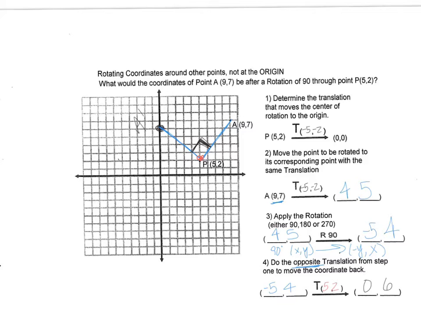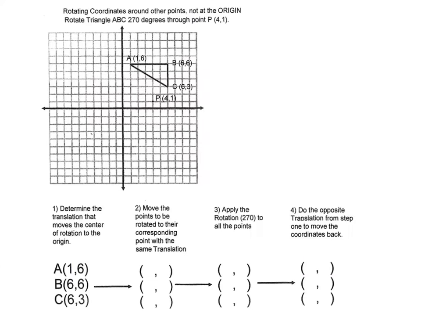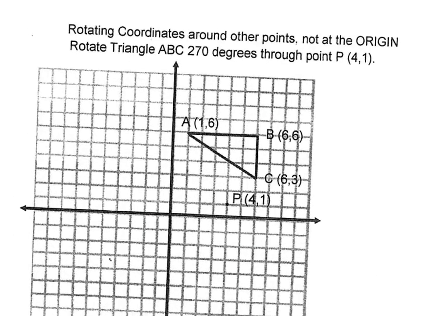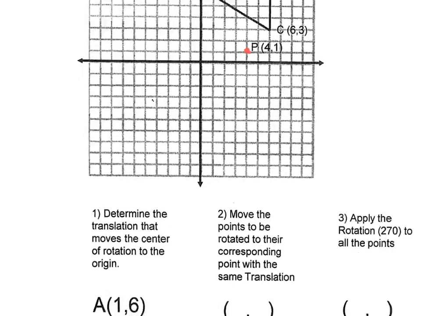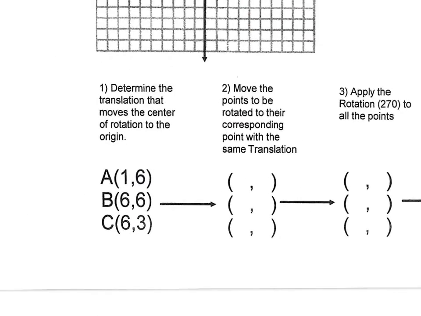So now we're going to take a look at the next page. So flip over your worksheet, please. And it looks like this. Now in this case, we are going to move this entire triangle, or rotate this entire triangle through point P. Now this is a little more difficult than rotating through the origin, but we're actually going to follow the same steps. So we're going to focus on the directions on the bottom.